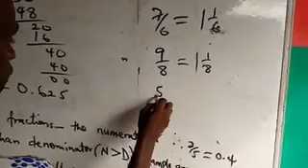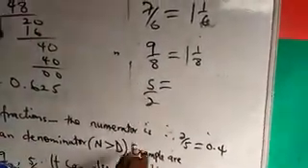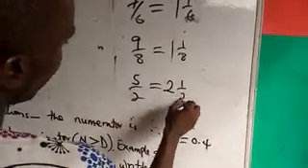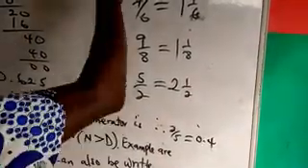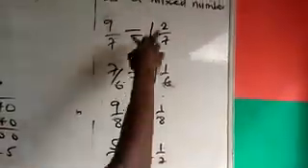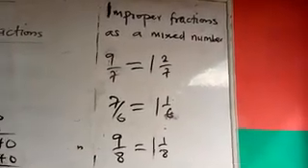Now we can also change 5 over 2, and it's going to be what? 2 people will also share 5. I think we'll be having 2 shares, so it's going to be 2 and 1 over 2. This is how to change improper fractions to mixed numbers. This is how we write it. Okay, I hope you can understand it.